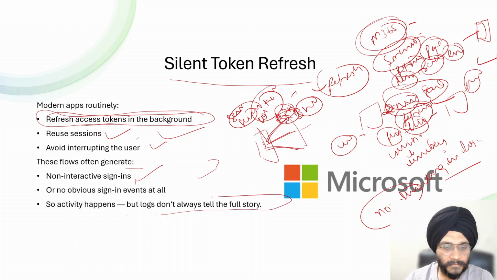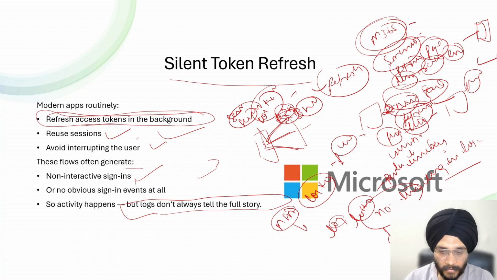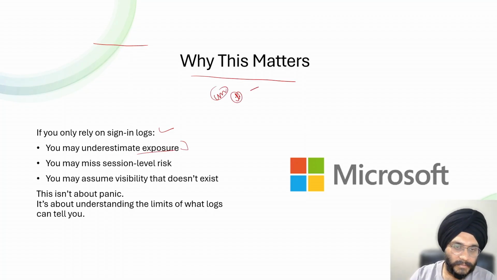But logs don't always tell the full story. So what happens after MFA is satisfied, and tokens refresh in the backend? Sometimes you are trying to log in with a legacy application, and legacy applications do not behave like modern authentication protocols. Therefore, partial logging, inconsistent sign-in logs, we will not have the full story of what's going on. If you are not able to get full sign-in logs, that's again a risk. Why this matters? If you only rely on sign-in logs, you may underestimate exposure. If you're not able to get all logs, it means you are exposing your identity in ways you are not able to track.